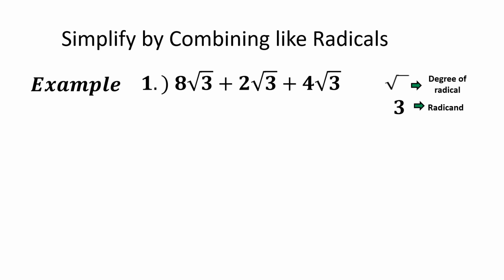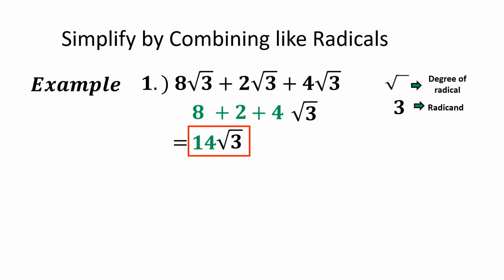For you to see the process, I gather all the numbers outside the radical term and place them on one side. So, we have 8, plus 2, plus 4. Since they were all similar in degree of radical and radicand, which is a square root of 3, then just write one of them, the square root of 3. Then getting the sum of 8, plus 2, plus 4, is equal to 14. Then copy the square root of 3. Therefore, the answer is 14 square root of 3.